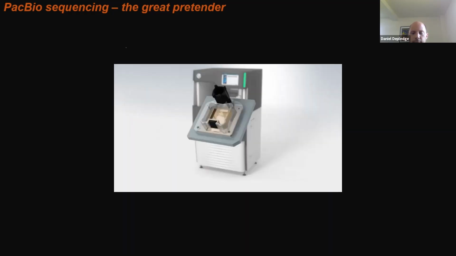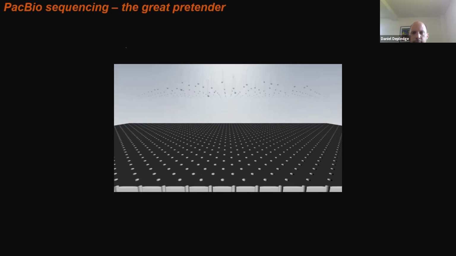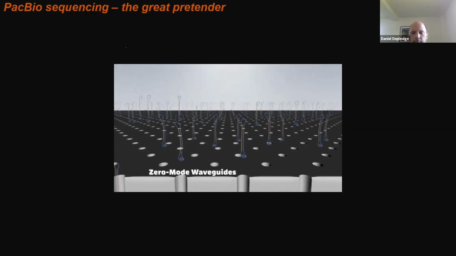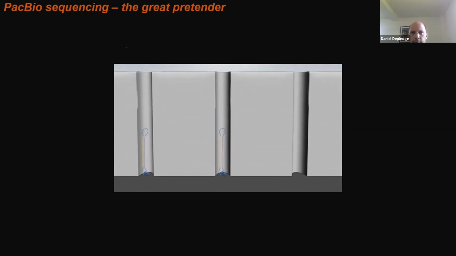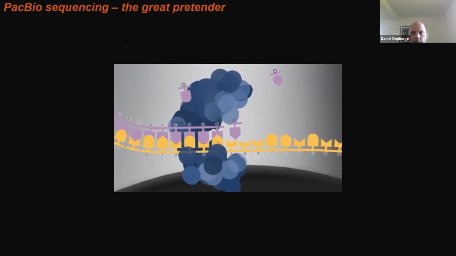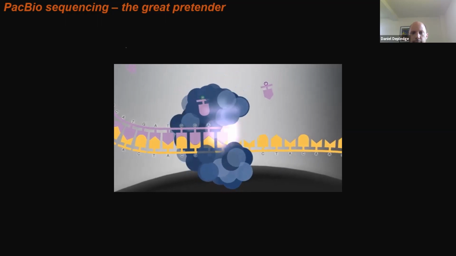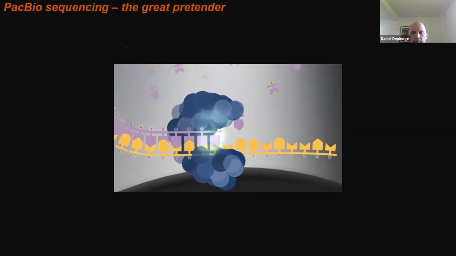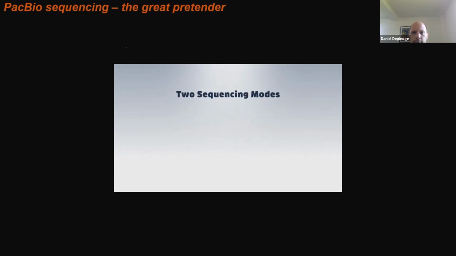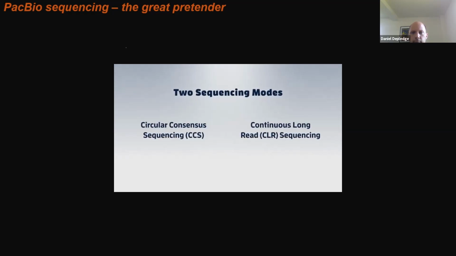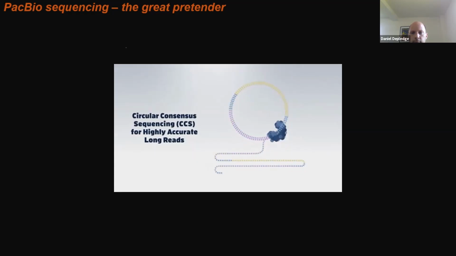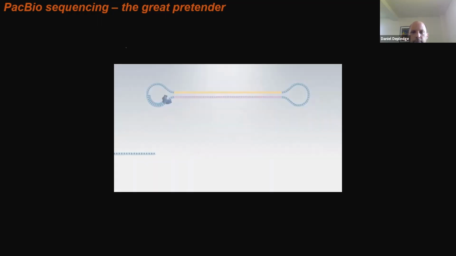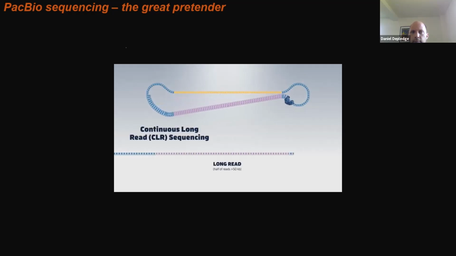At the core of SMRT sequencing is the SMRT cell, which contains millions of tiny wells called zero-mode waveguides, or ZMWs. A single molecule of DNA is immobilized in the ZMWs, and as the polymerase incorporates labeled nucleotides, light is emitted. With this approach, nucleotide incorporation is measured in real time. With the Sequel II system, you can optimize your results with two sequencing modes. Use circular consensus sequencing mode to produce highly accurate long reads, known as HiFi reads. Or use the continuous long read sequencing mode to generate the longest possible reads.